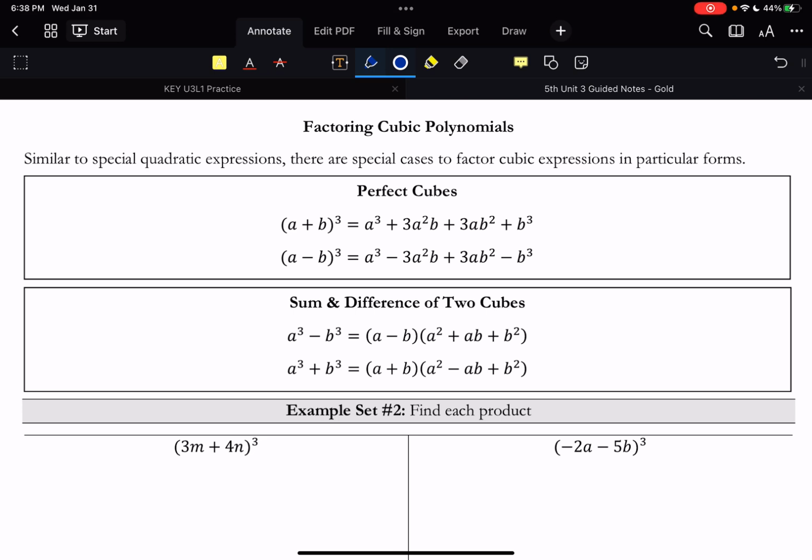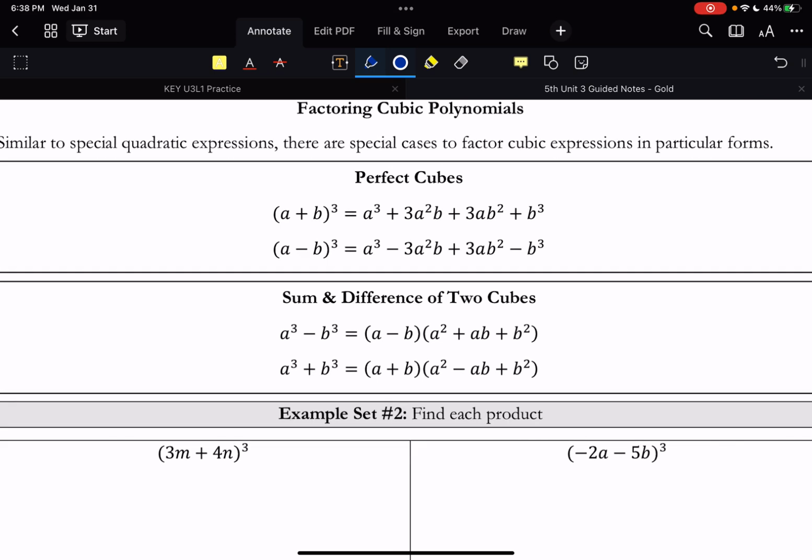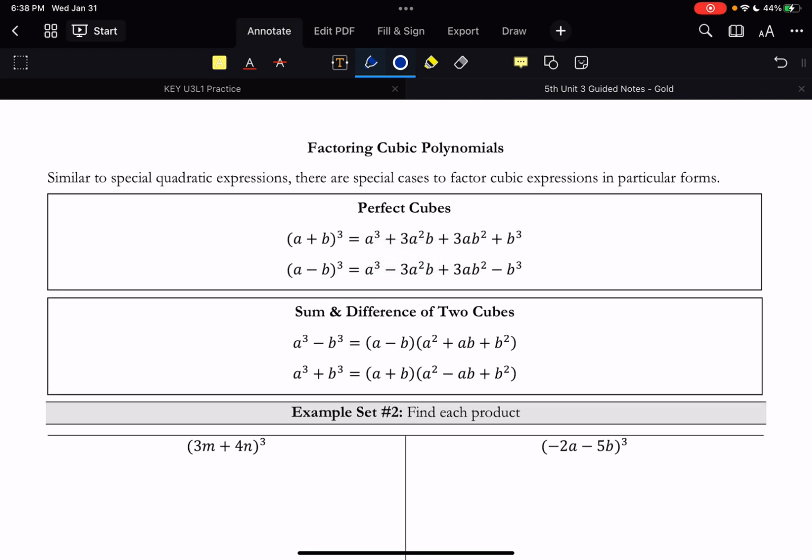So there's a little trick to remember the signs, in terms of, is it a plus or is it a minus? So the trick that I like to say is SAPs. So what I mean by SAPs, if I'm looking at a plus b cubed, I have a cubed plus 3a squared b plus 3ab squared plus b cubed. So looking at the signs, the first sign in the formula is always the same as the sign of what's happening. So if I have a plus b cubed, the first sign is plus. If I have a minus, the first sign is minus. The second one is always positive.